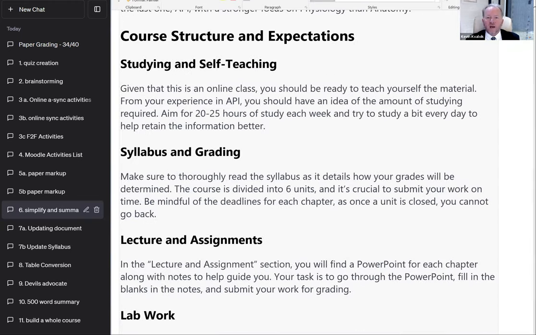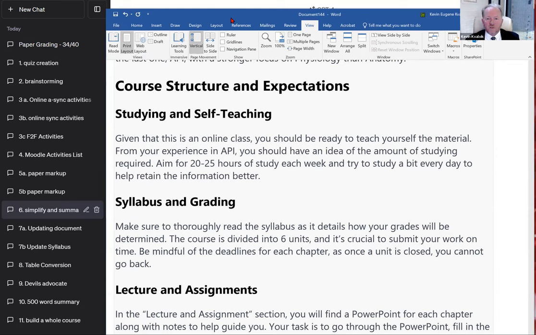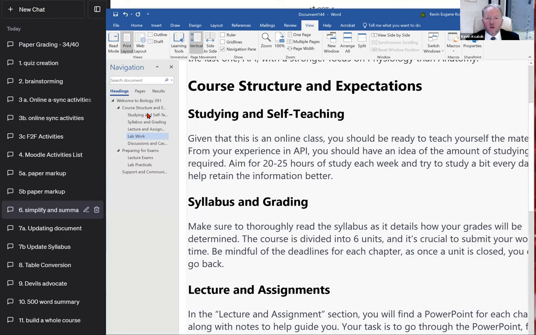But what happens now that I have this in Word is if I come down here and go to View, Navigation Pane, there they are. This is great. This did that for me. And you can do this with any paper you've got because the logic it uses is consistently correct.